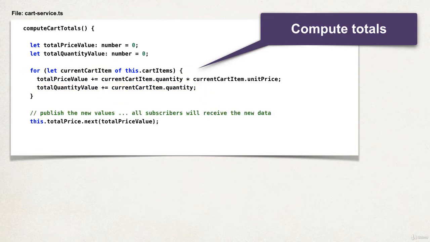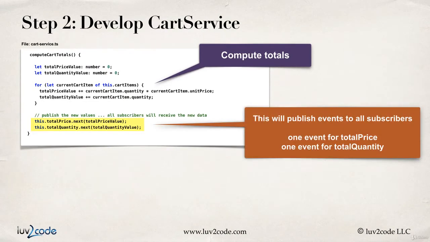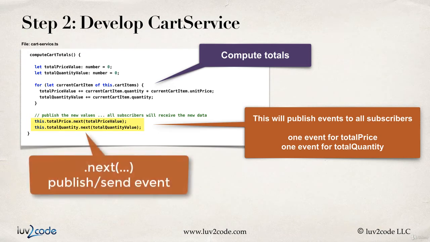And now the real work here is publishing the new value, so all subscribers will receive the new data. So we would say this.totalPrice.next and pass in total price value, and totalQuantity.next, total quantity value. So again, it publishes the events to all subscribers. It'll send one event for total price, one event for total quantity. And this .next method is the method that'll actually publish or send the event. That's the code that'll actually generate, emit, or publish this event. Note here, we call the .next method twice, so we get two separate events.